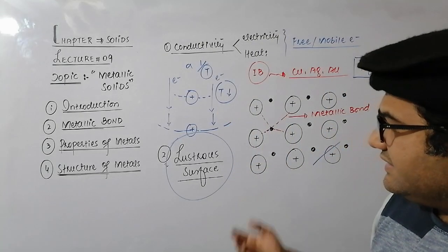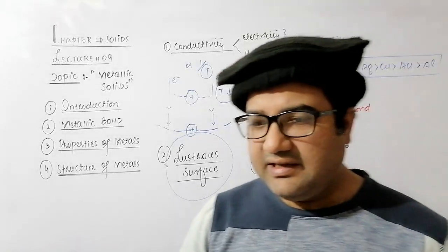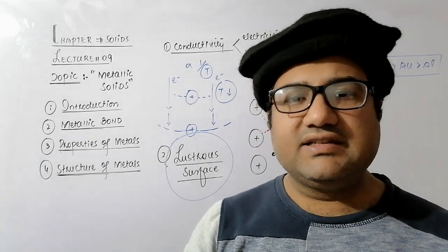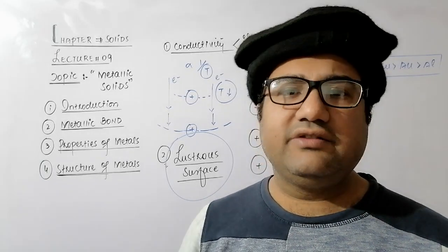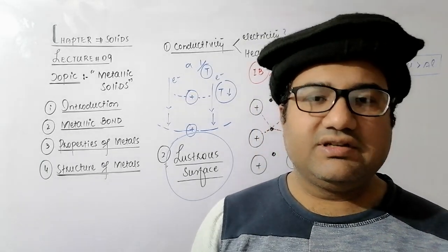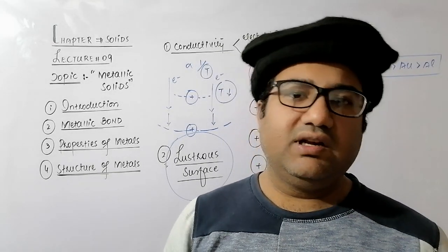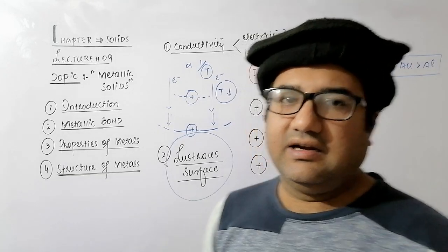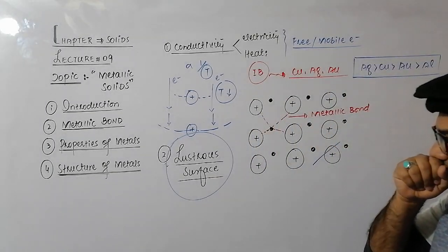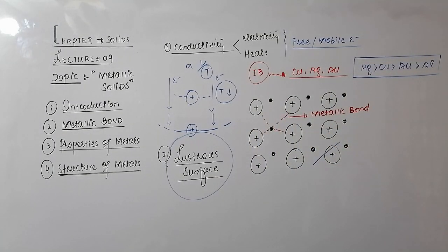But after some time, when the metal is placed in the air, the oxygen of the air oxidizes the surface, a layer of oxide is usually formed, and the lustrous surface is slowly tarnished. So the luster, or the brightness, fades. So this one is the lustrous surface.